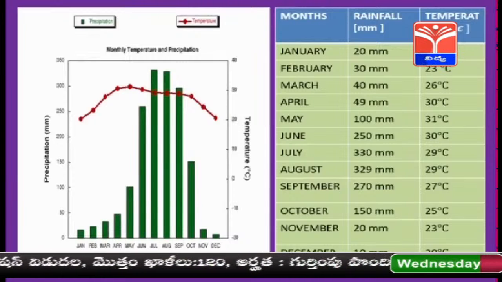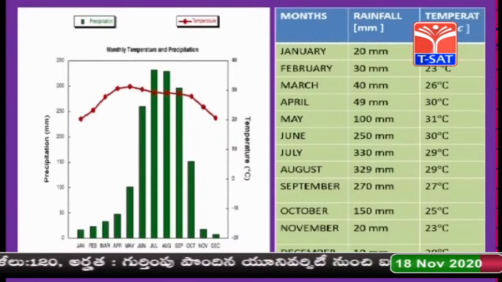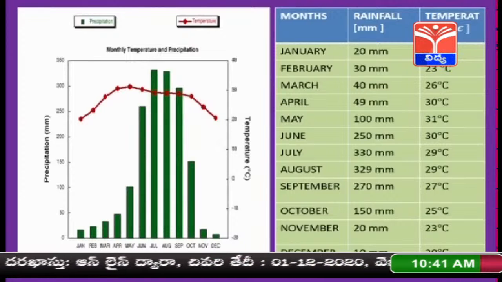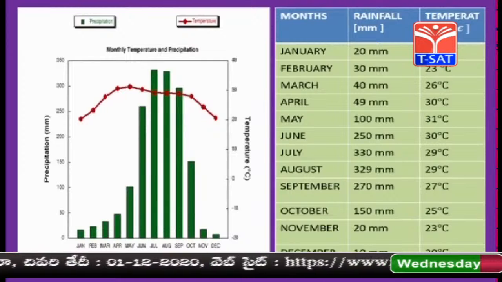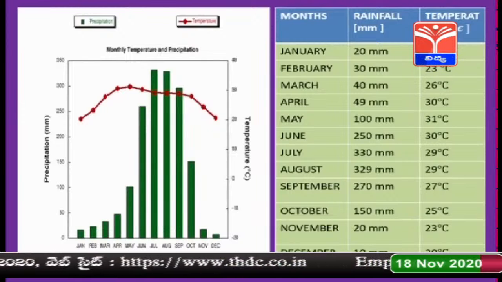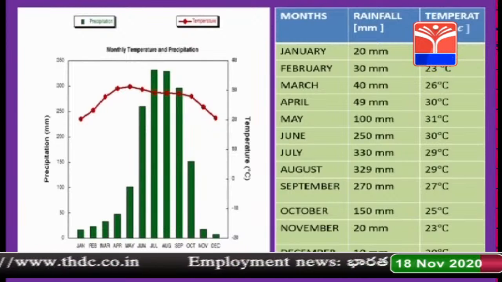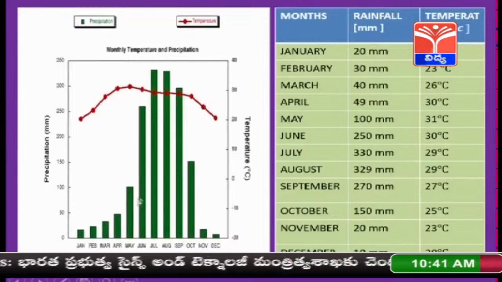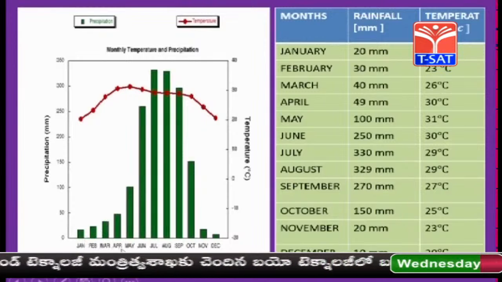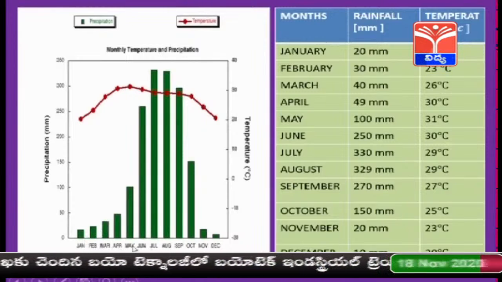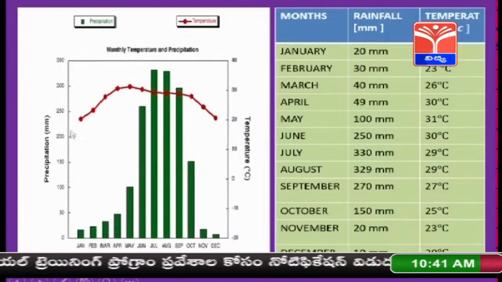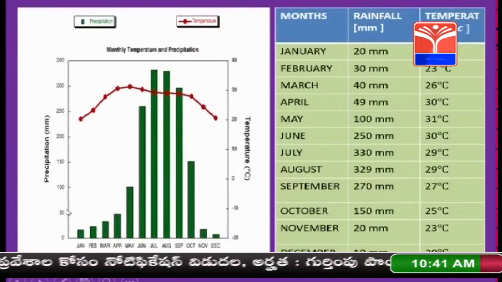Okay. Generally, when we draw a graph, we have two axes. What are the two axes? X axis and Y axis. Months are represented on the X axis and rainfall or precipitation is plotted on the Y axis. Can you see here? Okay.